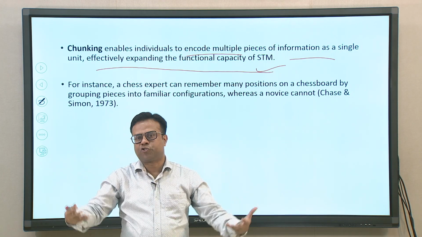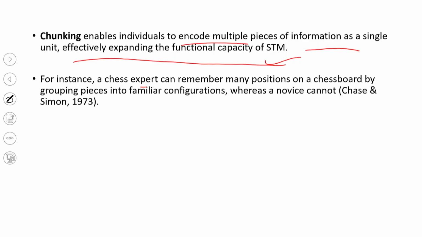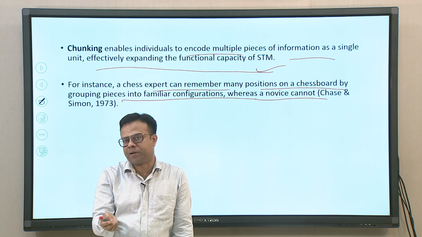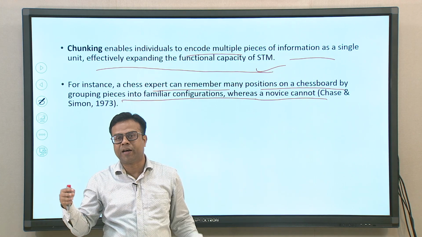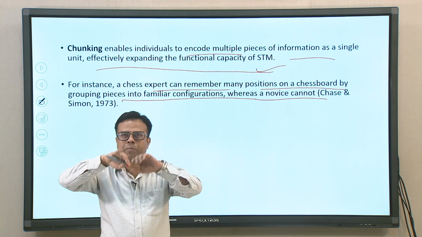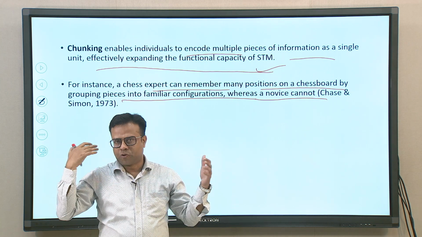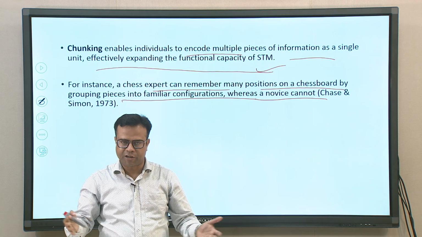So, you can increase the capacity of short term memory by chunking the information or clustering the information. For instance, a chess expert can remember many positions on a chessboard by grouping pieces into familiar configurations, whereas a novice cannot. So, this is probably how an expert chess player and a new chess player differ, because an expert chess player can remember positions on a chessboard by grouping them into certain patterns and so on. They can kind of find out what will be the pattern in so many moves. So, that happens because they are able to chunk information and cluster them in certain ways.